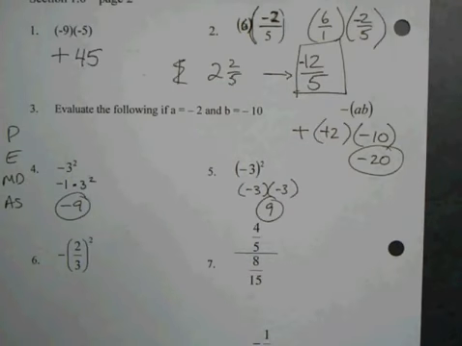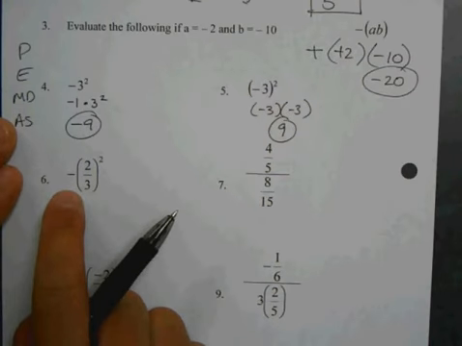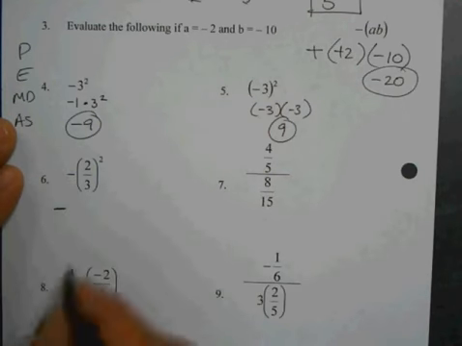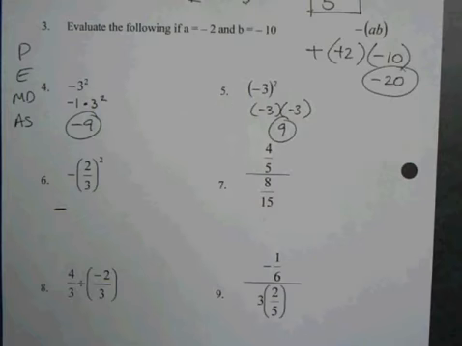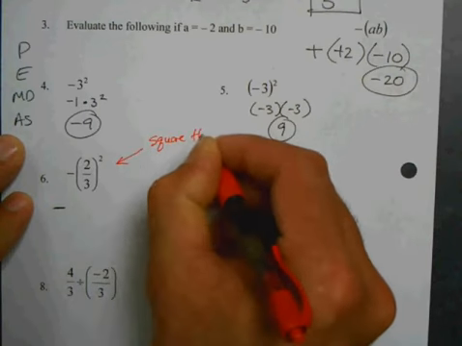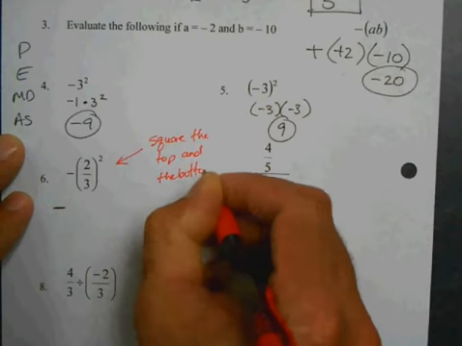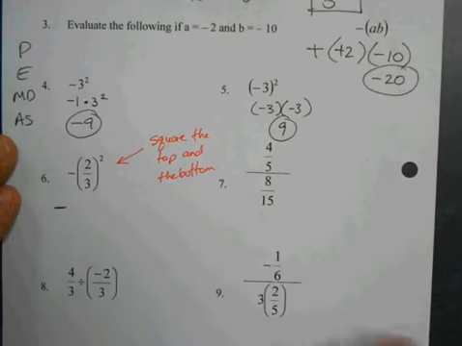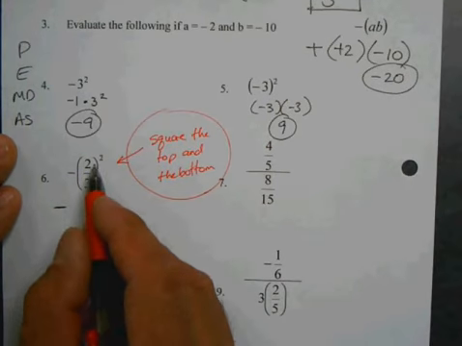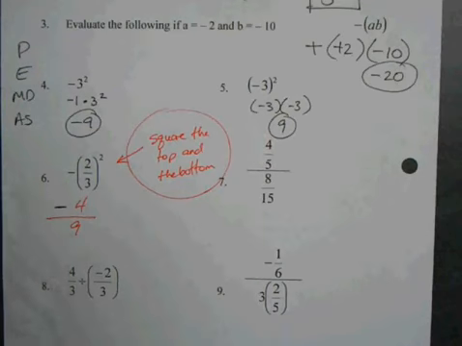All right, so with that in mind, look at number 6. Where's the opposite sign? It's outside. So what will your answer be? A negative. Now, how do you square a fraction? Put a little note here that says square the top and the bottom. We call these things notes. Who are we writing them to? Ourselves. So what's 2 squared? 4. What's 3 squared? 9. So my answer is negative 4 ninths.